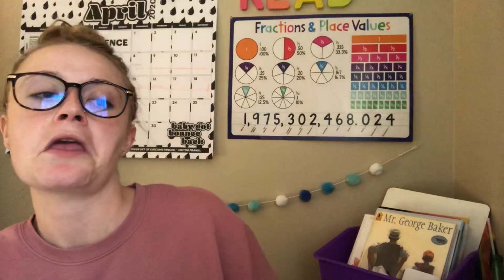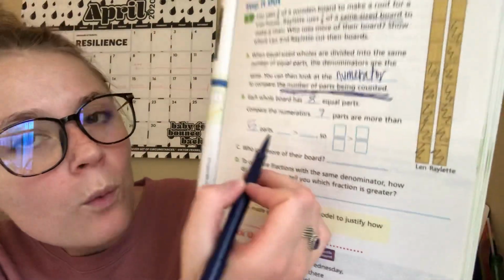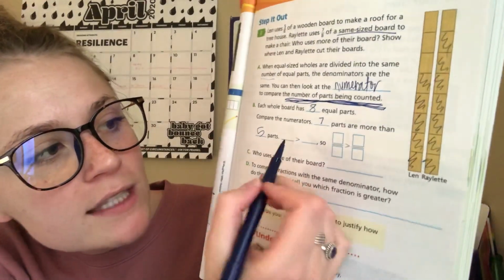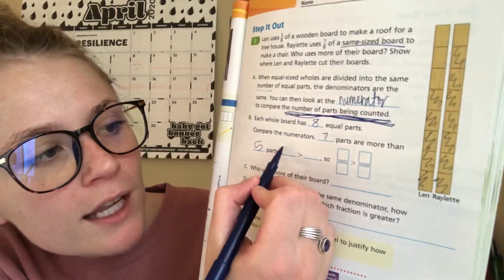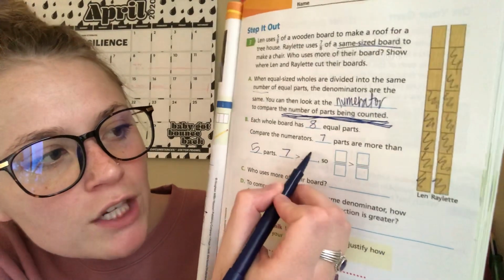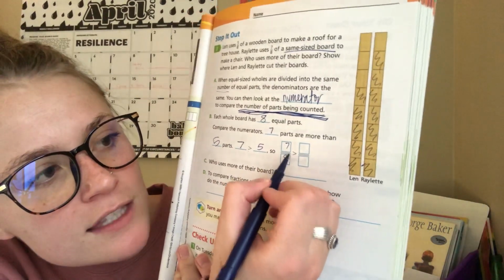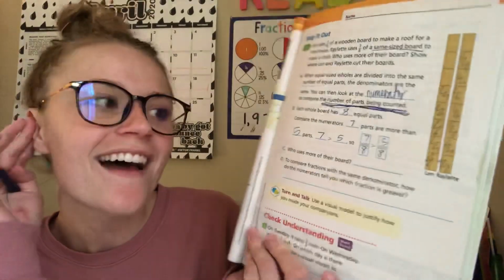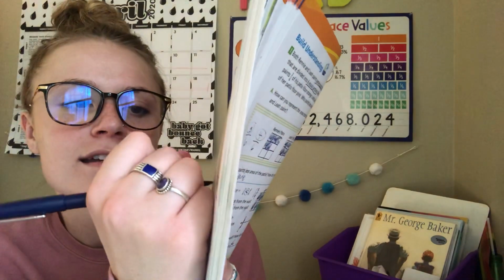Oop. Lost my book. So what would I put in the blanks to make this make sense? If this is a greater than sign, I want the greater number here. 7 is greater than 5, so 7/8 is greater than 5/8. Yay! So who uses more of their board? Raylette.